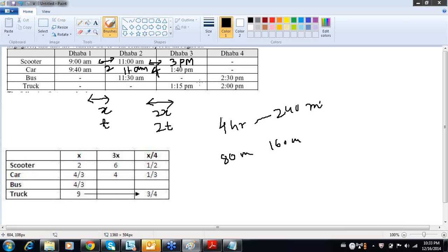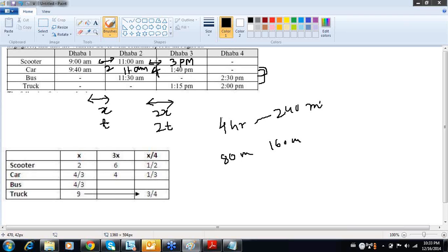Now it is saying 2 of the vehicles reach at the same time at dhaba 4. Okay. Dhaba 4, 2 of the vehicles reach at the same time. That means this and this cannot reach, because it's 3 p.m. already. So the only possibility is that these two reach, or these two reach, or these two reach at the same time.